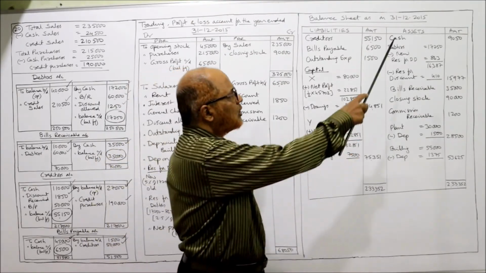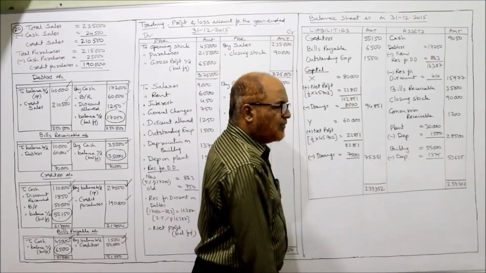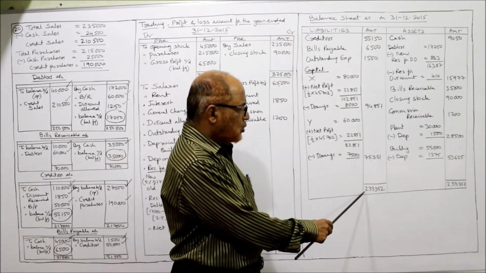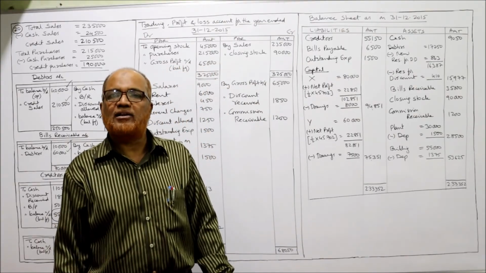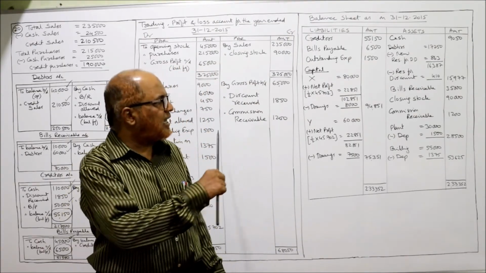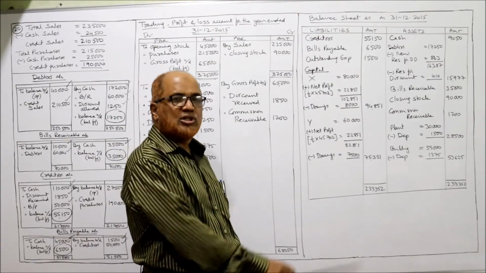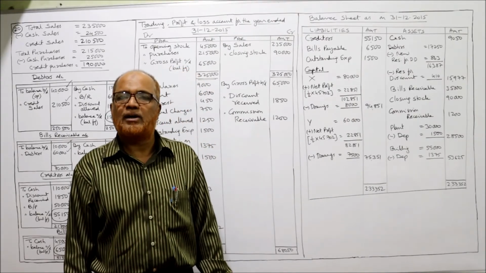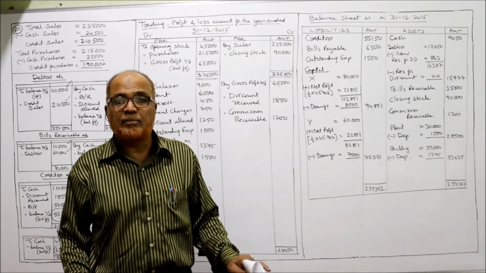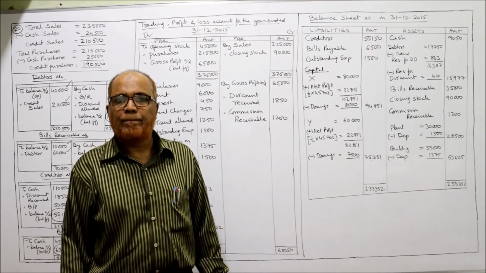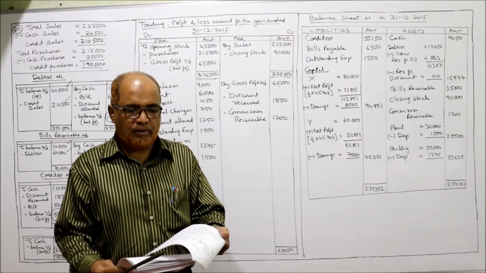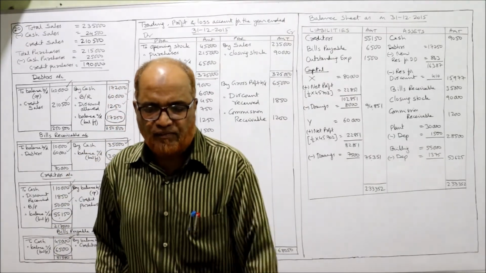Over. Now take the total on the asset side, 233,352. Liability side, 233,352. Asset side, 233,352. The balance sheet tallies. If you commit any mistake anywhere, then your balance sheet total will not be the same. Here both the sides are equal. That means we have done it correctly. So this is the end of problem number 20. That is the last and final problem.